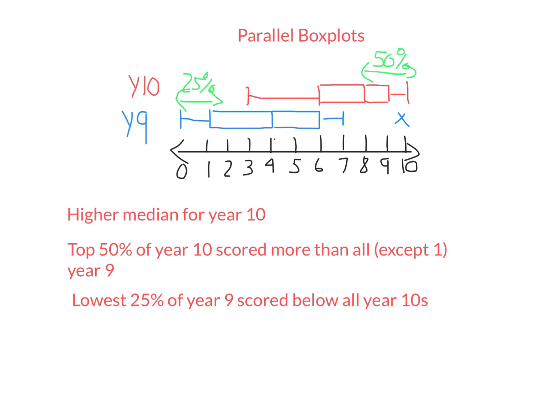There are heaps of different things you could say. Common sense tells us, looking at these box plots, the year 10s did better on the test, and it just allows us to see the distribution of scores. Where did the lowest students score? Where did the bottom 25% of students score? Where was the median? What was the highest score? That's the advantage of box plots.